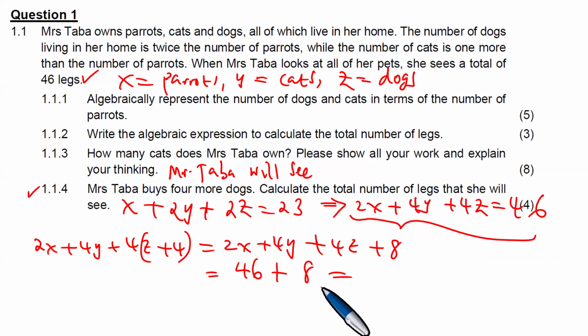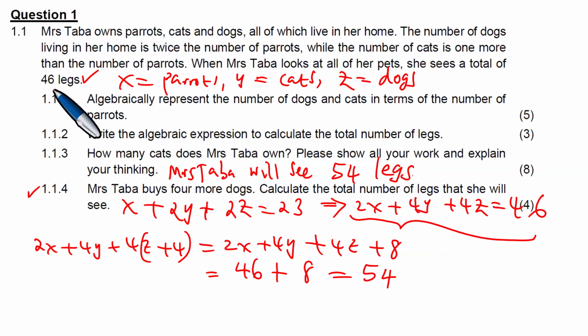And this is what? 54. Mrs. Stubber will see 54 legs. Now, this is more inclusive of all of them because the initial one was just simplified. This is more inclusive of all the animals, and it's inclusive of the fact that the 46 was used, which was the total number of the legs in the beginning.